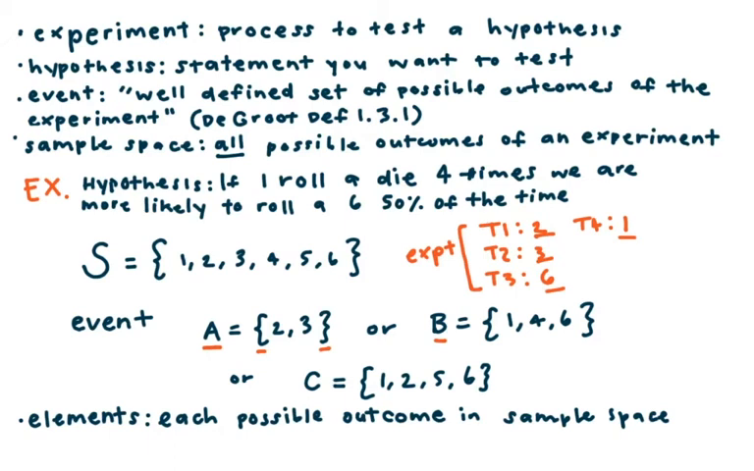Elements are each possible outcome in a sample space. So if we look at our sample space S, 1, that's one element. 2, that's another element. 3, it's another element. 4 is another element. 5 is another element. 6 is another element. So in this sample space S, we have a total of 6 elements.